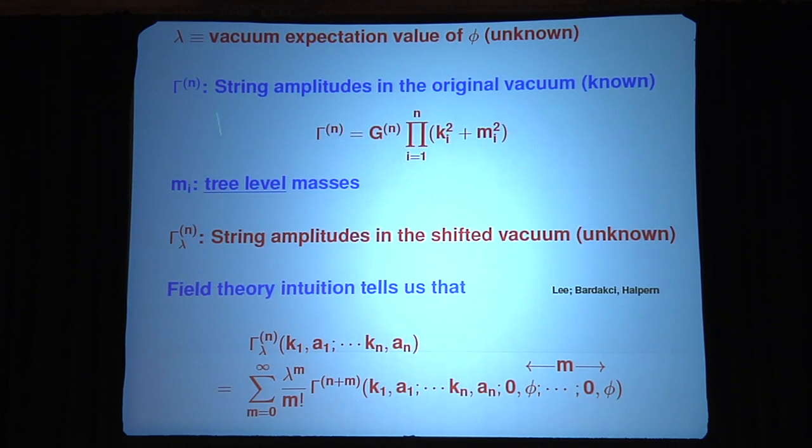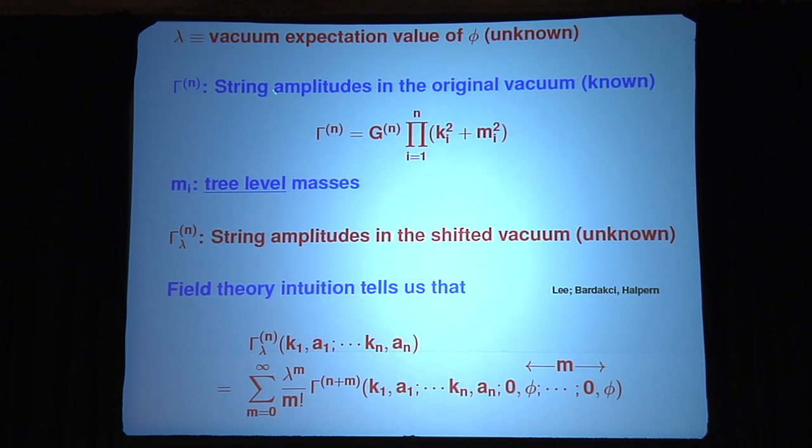So here is the procedure that we suggest. Let us suppose we denote by lambda the vacuum expectation value of phi. This we will take to be unknown to begin with. We will denote by gamma n string amplitudes in the original vacuum. This of course is known because the original vacuum is perturbative vacuum where worldsheet techniques are available.